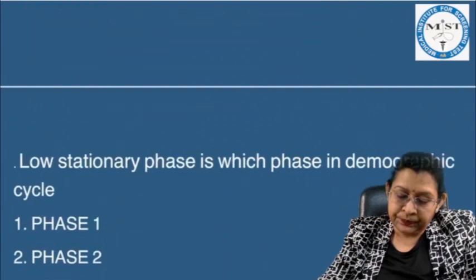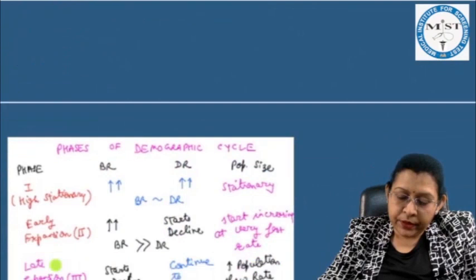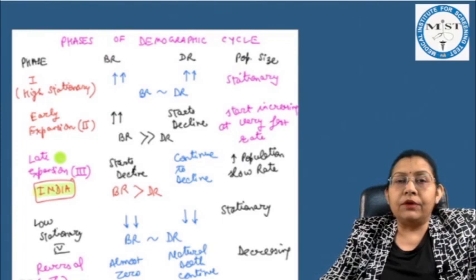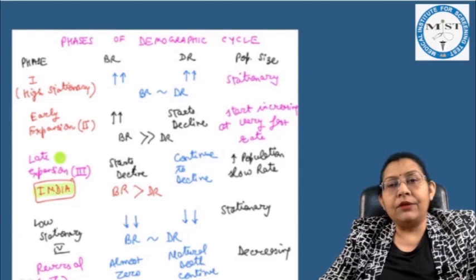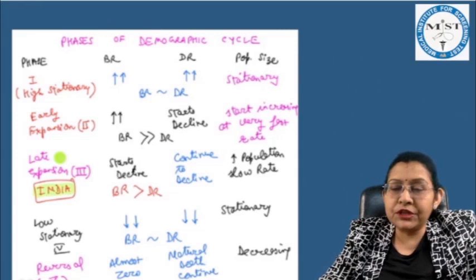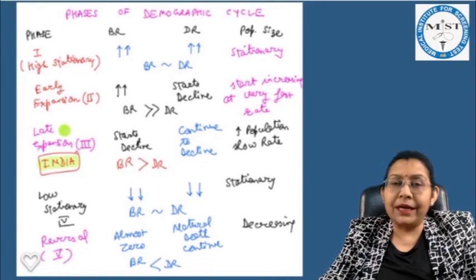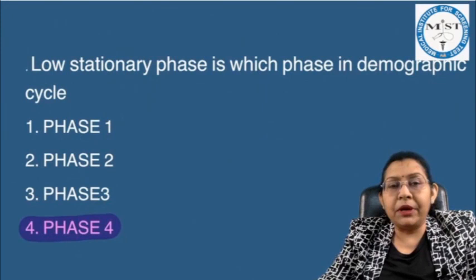Low stationary phase is which phase in the demographic cycle. We know the different phases of the demographic cycle are, and this is also the screenshot from the notes, what we had discussed in our classes, that the demographic cycle is in five phases. The phase one is high stationary phase. The phase two is early expansion. The phase three, late expanding phase. The phase four is low stationary phase, where our birth rate and death rate is very low, almost equal, so our population is stationary. And the phase five is the reversal phase, where population is declining. So the correct answer to this question, the low stationary phase, comes in phase four of the demographic cycle.